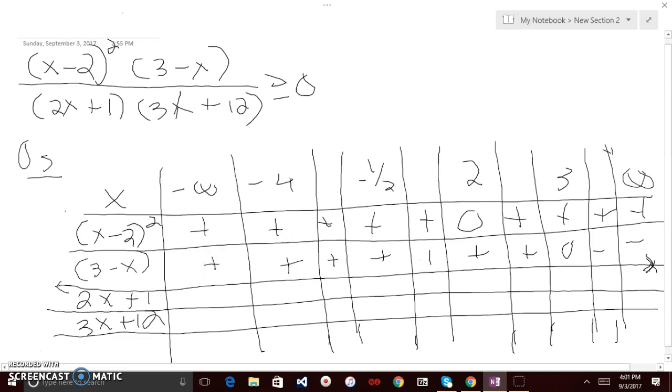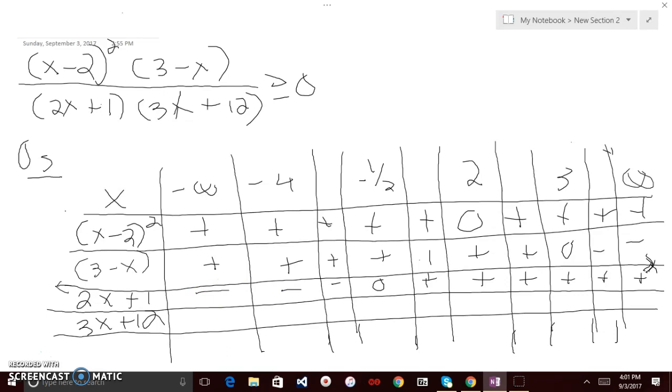2x plus 1, the 0 is negative 1/2. If you put in 0, you'd get a positive number. So everything to the right of the 0 is positive. Everything to the left is negative, because if you put any negative number in here, it'll just be negative. Any number more negative than negative 1/2.